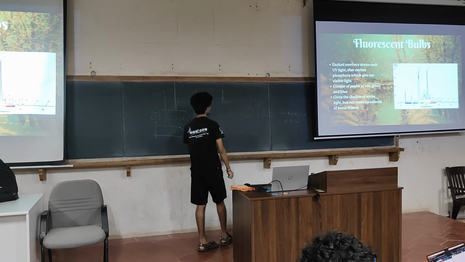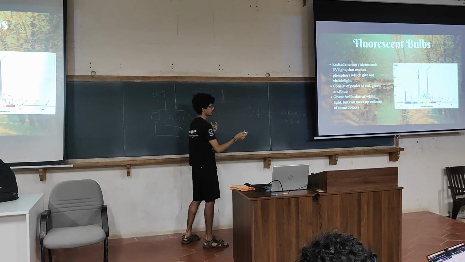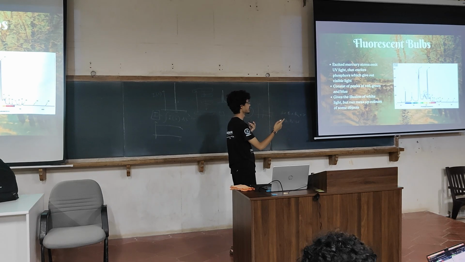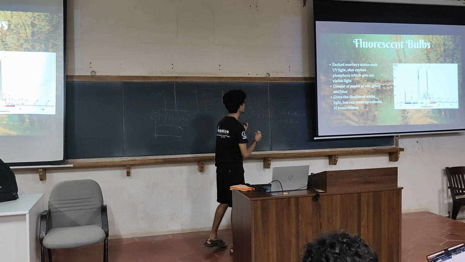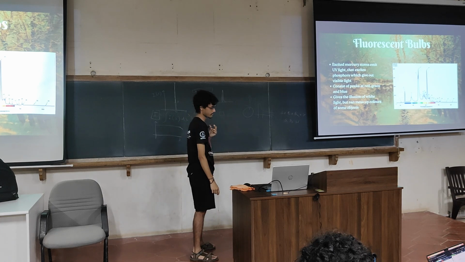And finally, in fluorescent bulbs, first they use mercury vapors to emit. Mercury vapors will emit ultraviolet light, which will then excite the fluorescent materials in the bulb, which then give out visible light in this process over here.